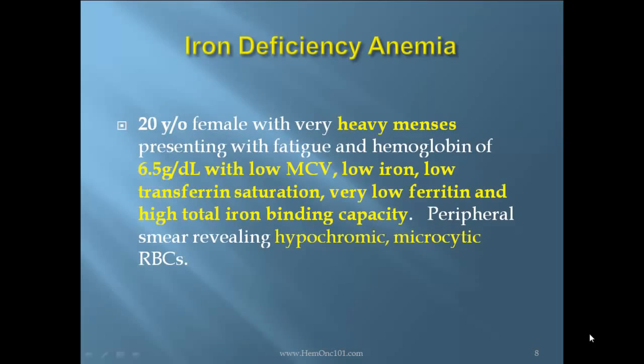Iron deficiency anemia. Case report: 20-year-old female with very heavy menses presenting with fatigue and hemoglobin of 6.5 grams per deciliter, with low MCV, low iron, low transferrin saturation, very low ferritin, and high TIBC. Peripheral smear revealing hypochromic microcytic RBCs.